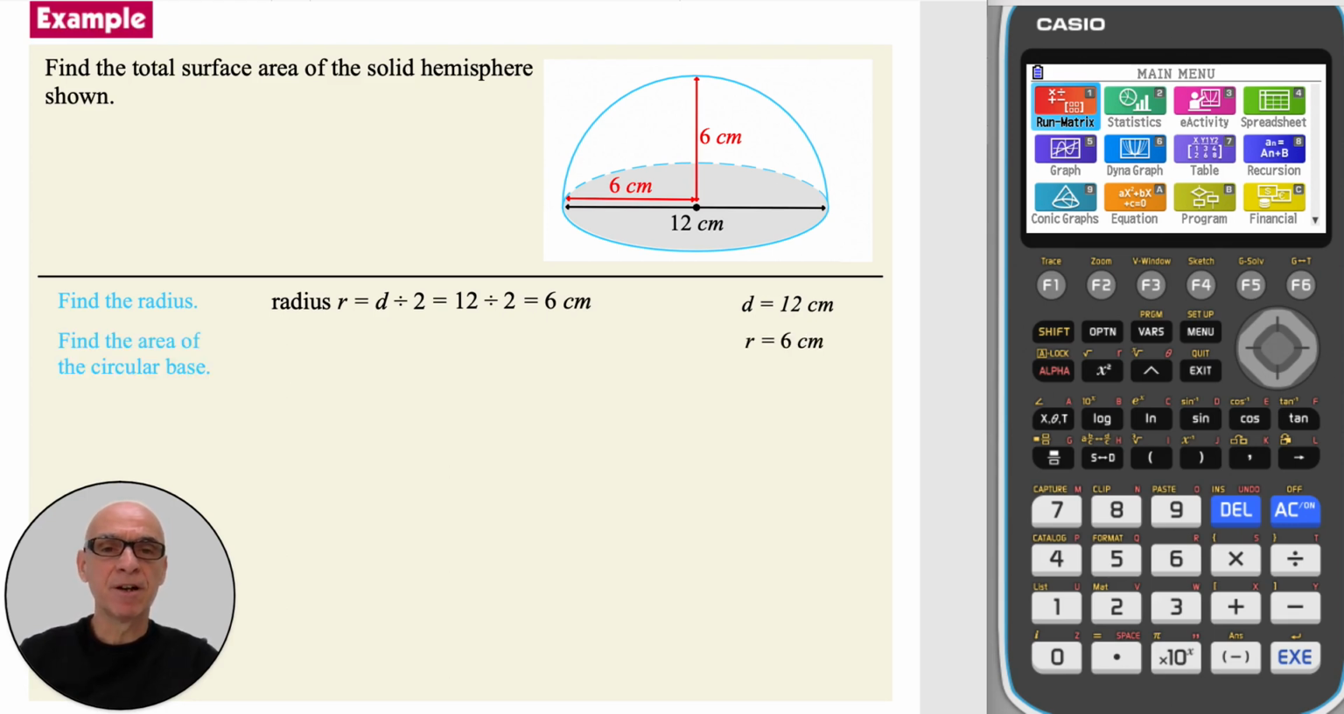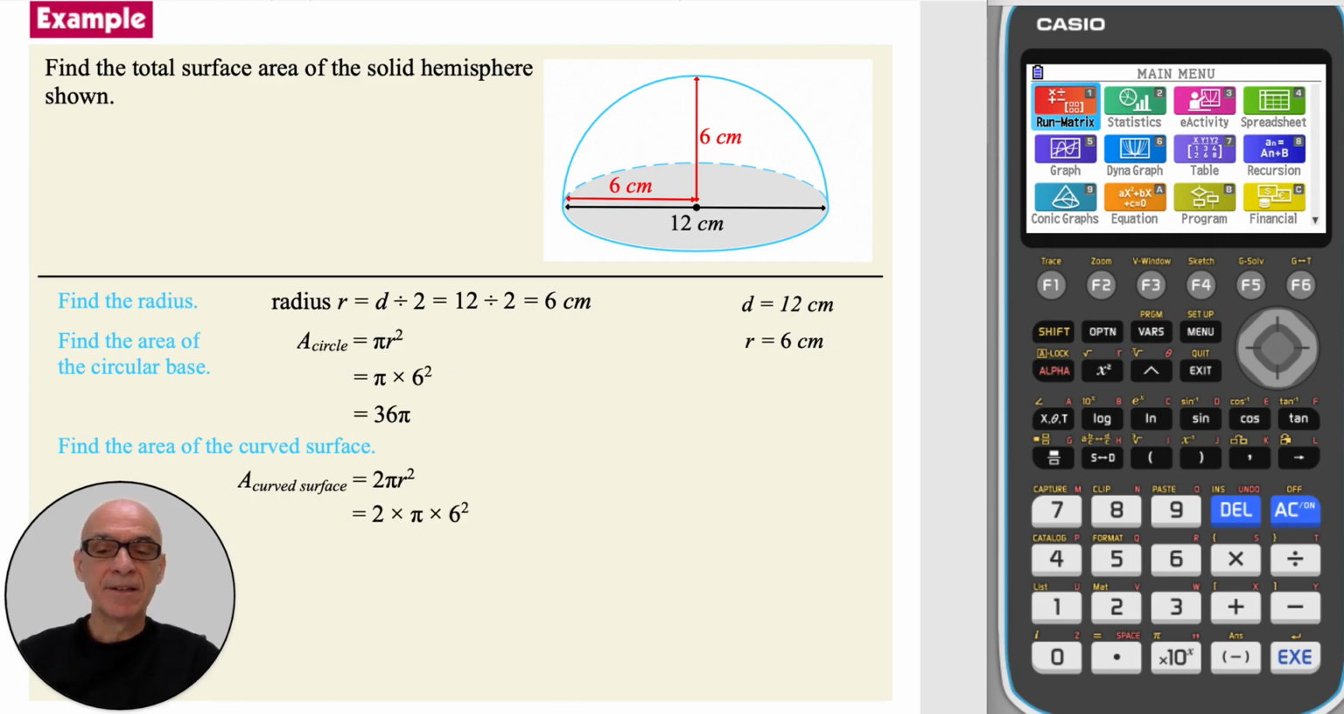To find the area of the circular base, write down the formula for the area of a circle, substitute in the value of the radius, 6 centimeters, and perform the calculation to give the value shown. To find the area of the curved surface, write down the formula for the area of the curved surface of a hemisphere. Again, substitute in the value of the radius, 6 centimeters, and perform the calculation to give the value shown. To find the total surface area, add these two values together.